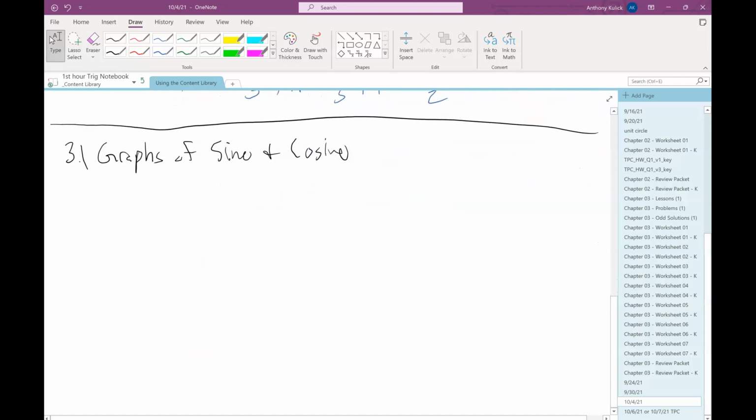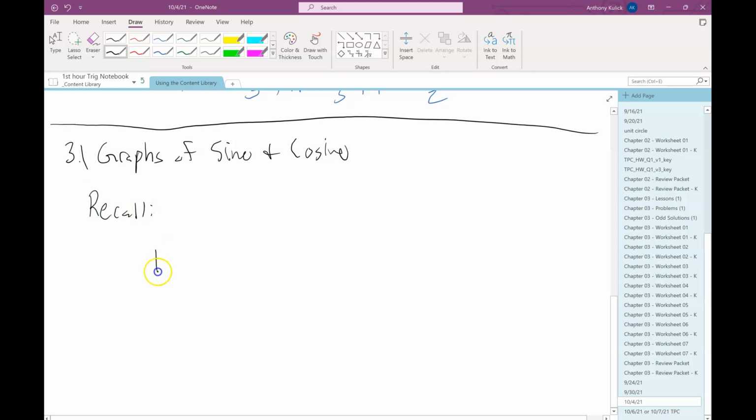So in chapter 3, what we're going to be doing is talking about how to graph the sine and cosine function and about how to write the equations for graphs of sine and cosine functions. We're going to start by doing just a little bit of a recap here.